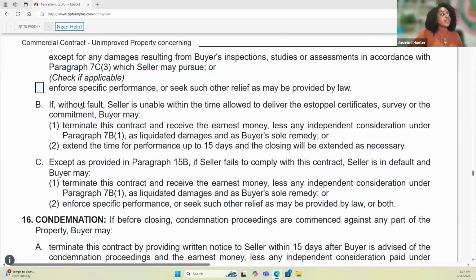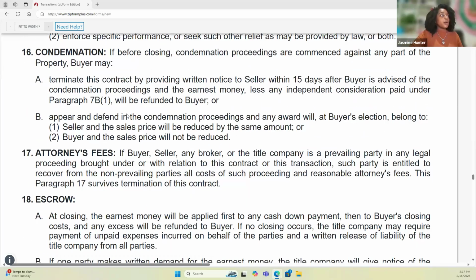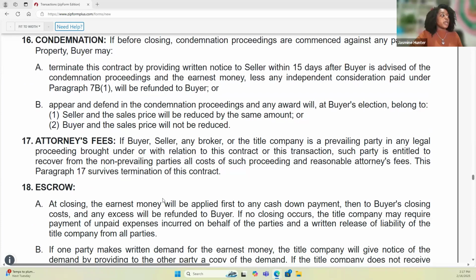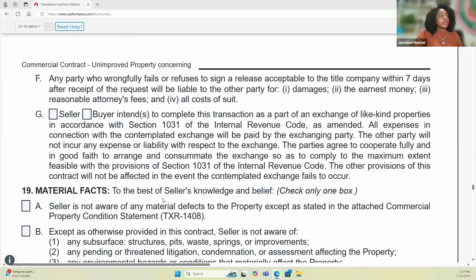Okay. If without fault the seller is unable within the time allowed to deliver the certificate, survey, or the commitment, buyer may do all of these things, except as provided, if the seller fails to comply with this contract, the seller can do these things. Again, they're being very specific on what default means, what condemnation means, attorney fees, escrow, who pays that, what are the processes through the escrow person and all that good stuff.